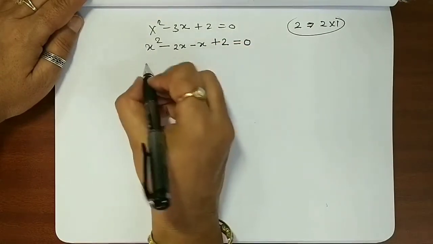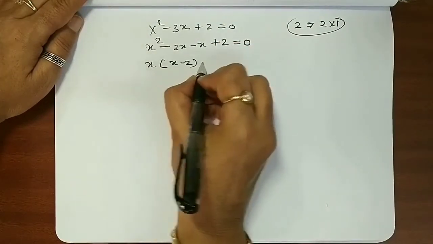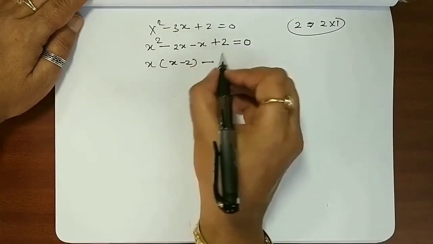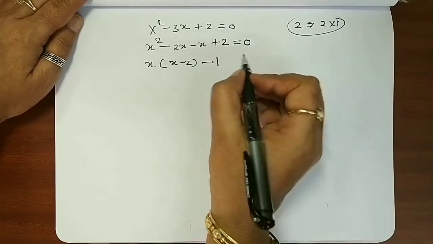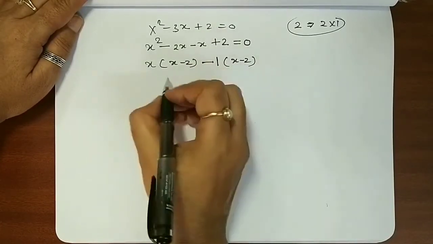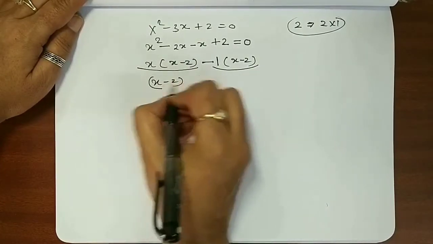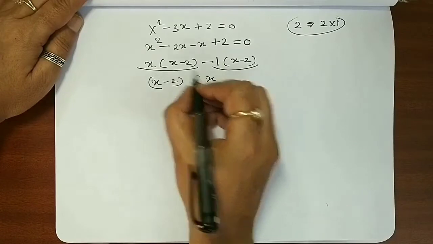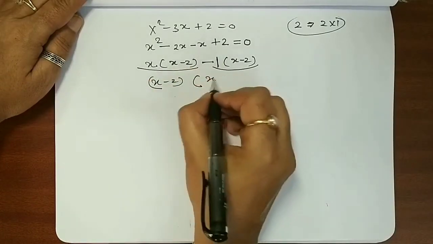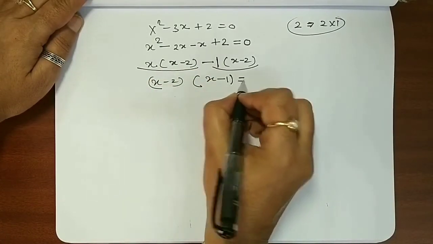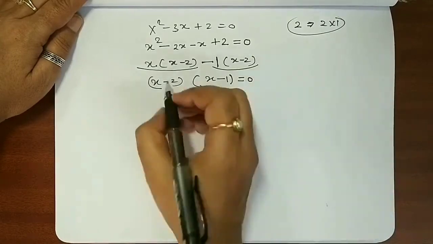Okay, so here what is common? x minus 2 is common... wait, in the first two terms, x is common, so it is x into x minus 2. Here what is common? Nothing, so I can take 1 as common. So it will be minus 1 into x minus 2. Now out of these two, what is common? x minus 2 is common. And what is left here is x, and what is left here is minus 1, equal to 0.